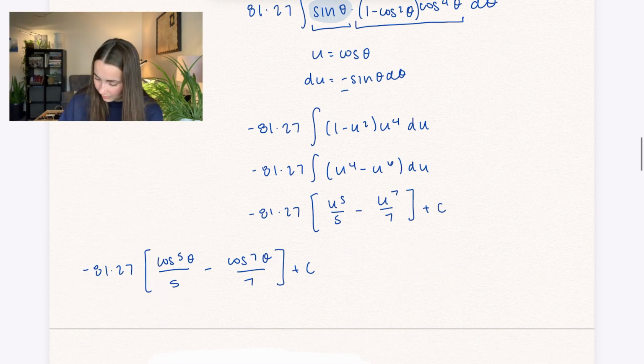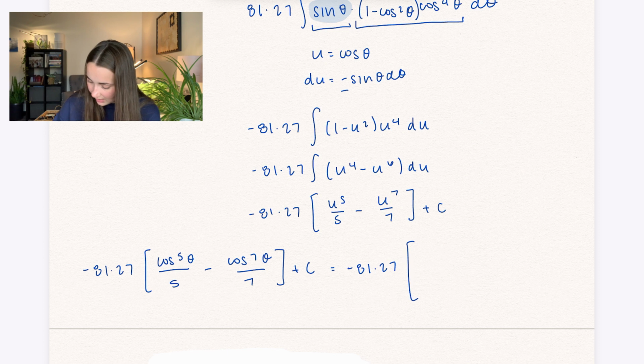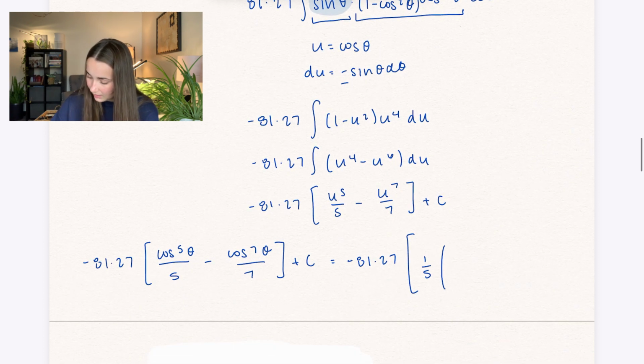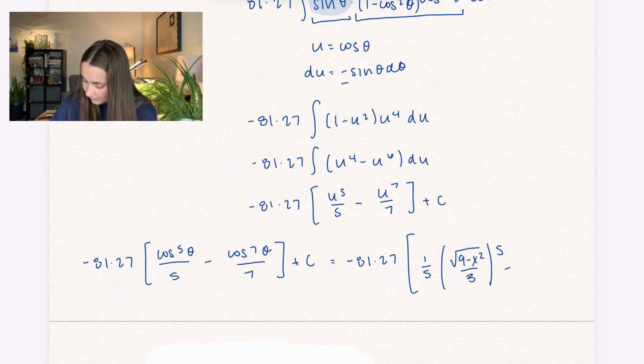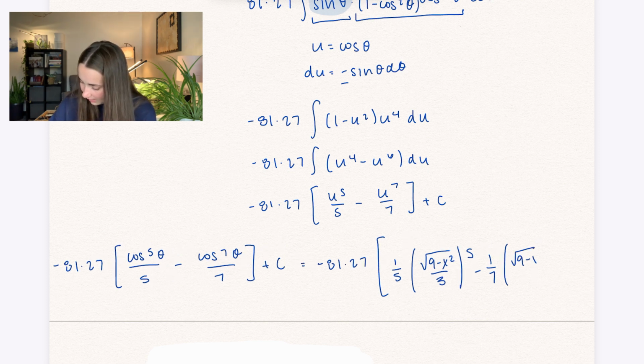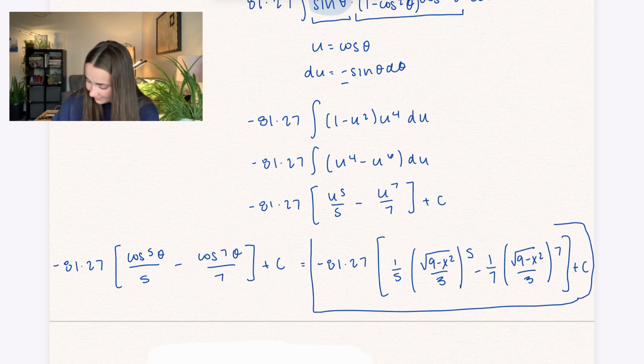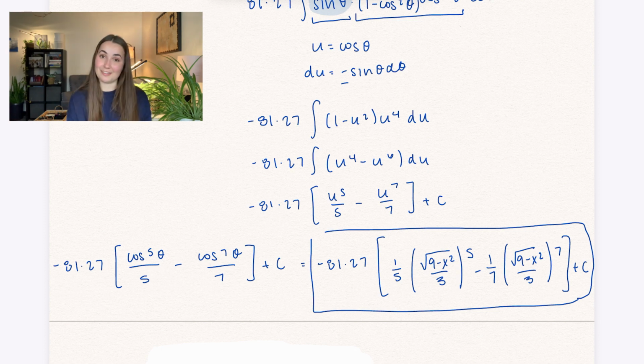I scooted over so I had room to write it. So this is equal to negative 81 times 27, and so on. So that's going to be 1/5, right? We have a scalar multiple. We have the square root of 9 minus x squared divided by 3 to the power of 5 minus 1/7, scoot it over more, the square root of 9 minus x squared divided by 3 to the power of 7. Oh, plus c. This thing right here is so big. That right there is our final solution.